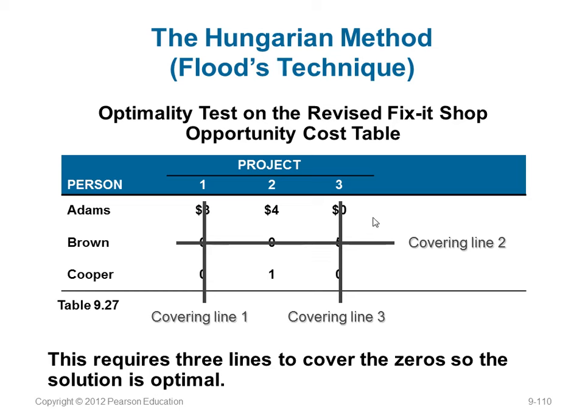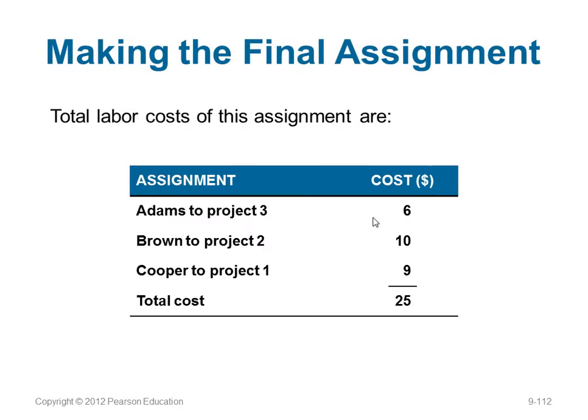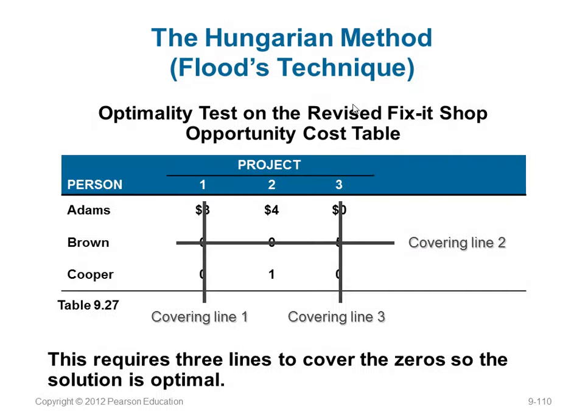Now we need to know whom should be given what job. That is not clear. So how to make the final assignment? The final assignment you can do like this. Go to a row which contains only 1 zero. So for Adam, there's only 1 zero. So 0 means you can allocate him. So Adam can be allocated to project 3. Once 3 has been allocated to Adam, 3 cannot be allocated to anybody else. Similarly, Adam cannot be allocated to any other project.